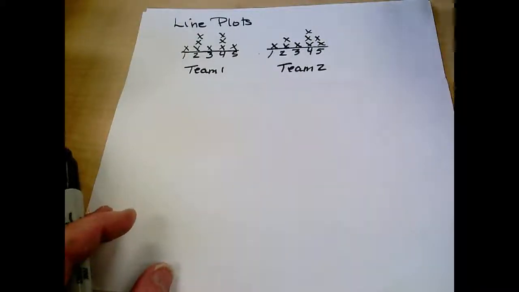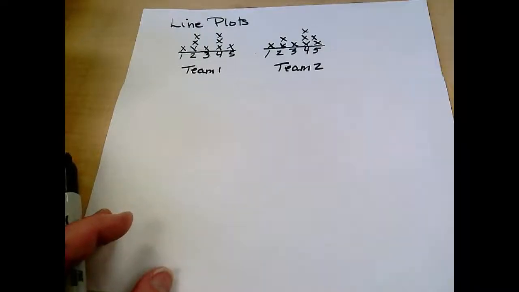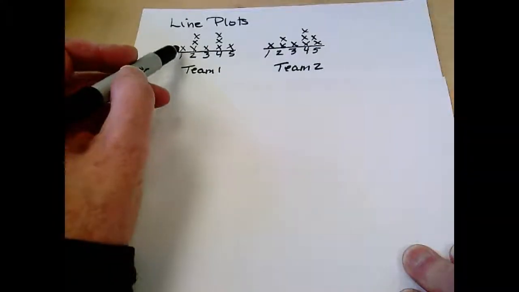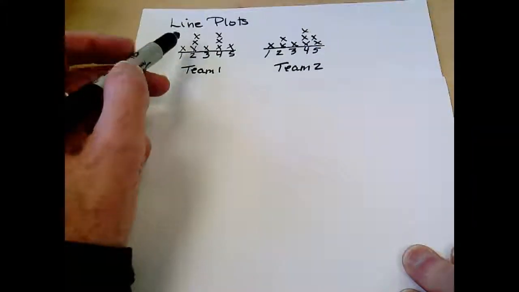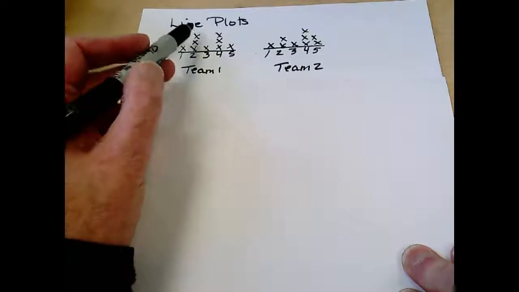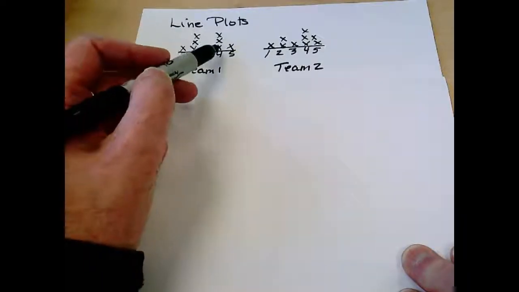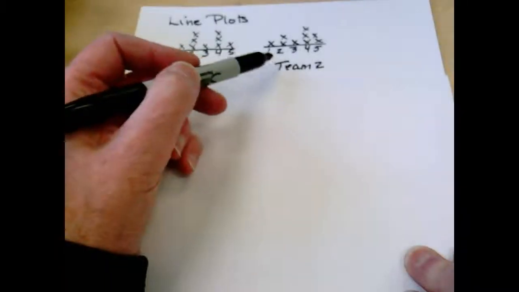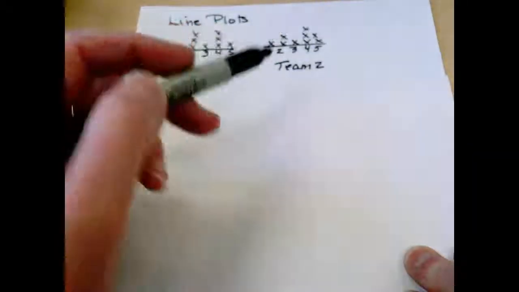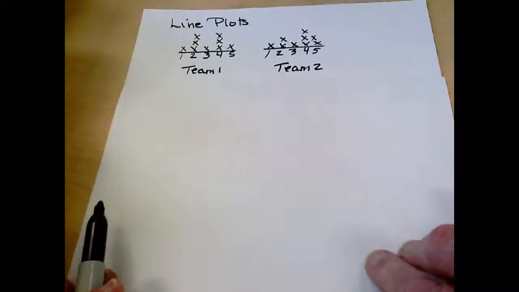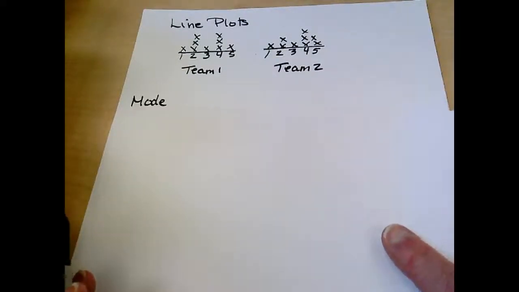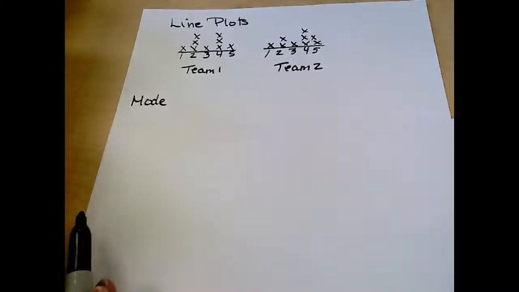The other type of data we have in this section are line plots. So I have Team 1 and Team 2's information. Team 1 scored 1 point in a game, 2 points in 3 games, 3 points in 1, 4 points in 3 games, and 5 points in 1. And then I have Team 2's data that are marked. That's what a line plot looks like. And then I can get my information from the line plot.